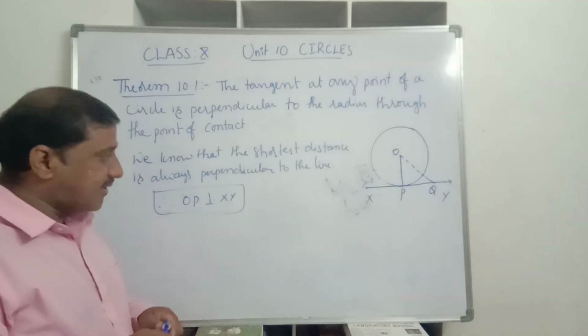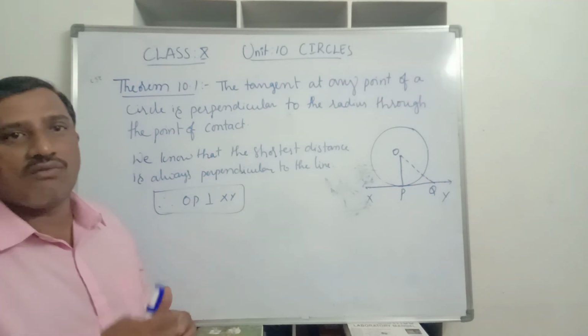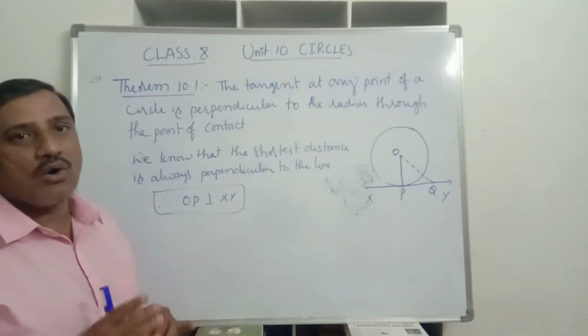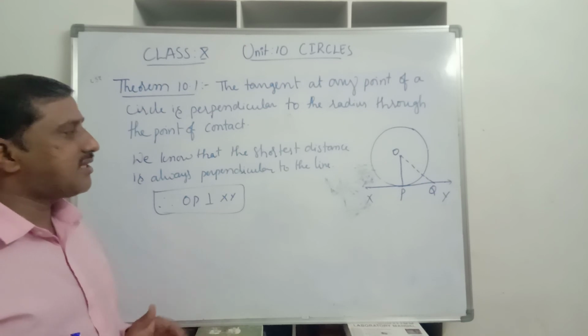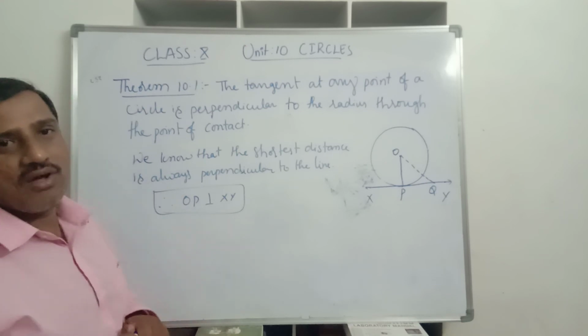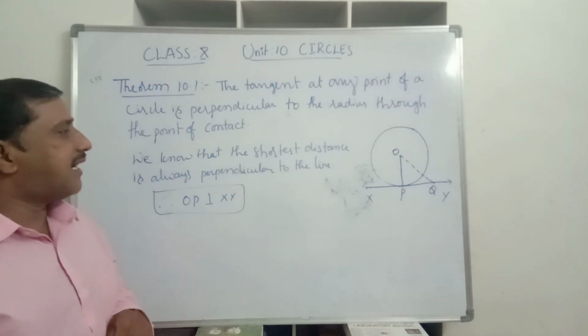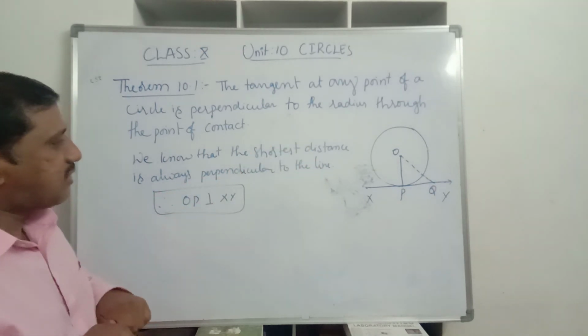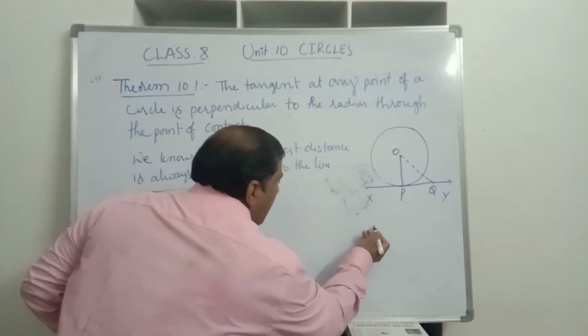If it is inside the circle, then that tangent will become what? A secant. It is not possible. So definitely the point will be outside the circle. So if the point is outside the circle, then the length of OQ will be greater than the length of radius OP.